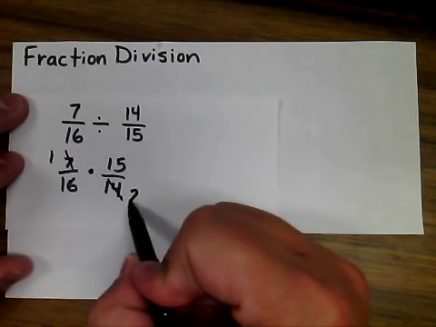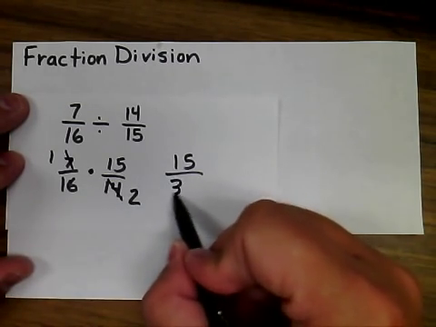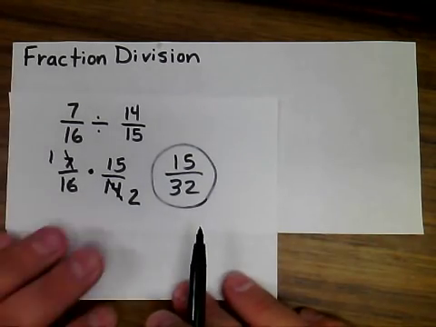The 7 would become a 1, the 14 a 2. 1 times 15 is 15. 16 times 2 is 32, giving us our second final answer.